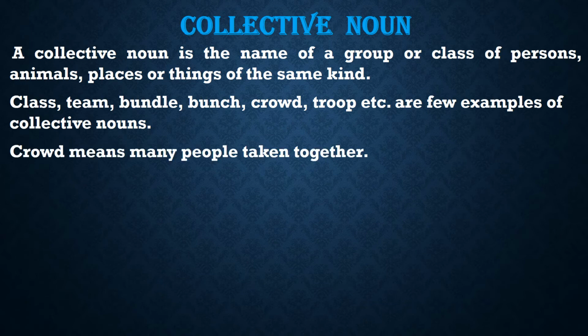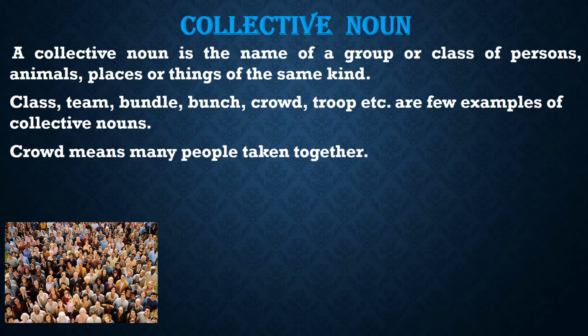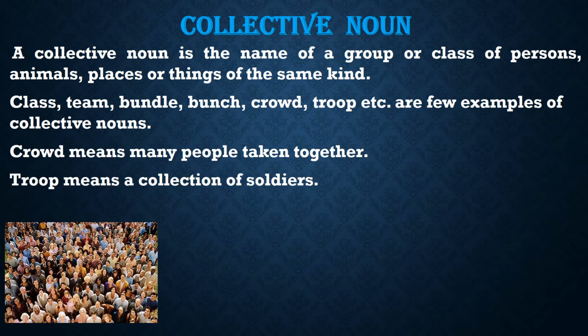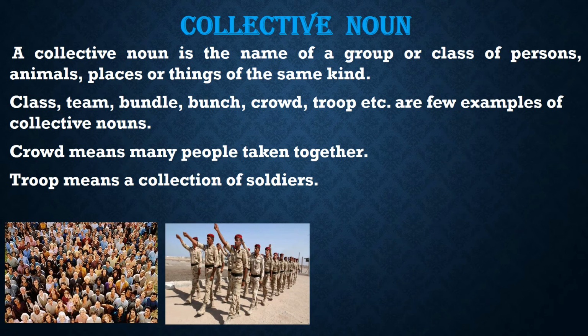So crowd means many people taken together. We will call it a crowd when many people are together. As you can see in this picture, many people are standing together, so we will call them a crowd. Next, troop. Troop is the collection of soldiers. As you can see in this picture, there are many soldiers here, so we can call them a troop.